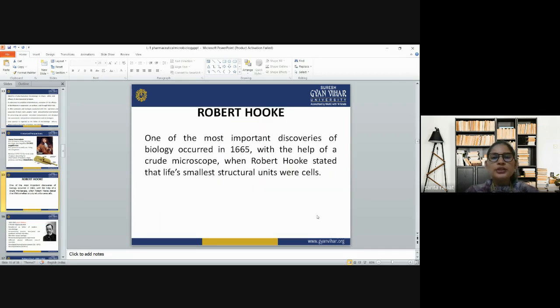Now, coming to Robert Hooke. One of the most important discoveries of biology occurred in 1665. With the help of a crude microscope, Robert Hooke discovered that the smallest structural unit is the cell. So he discovered that the basic structural unit of life is the cell, and the smallest unit of life is the cell.